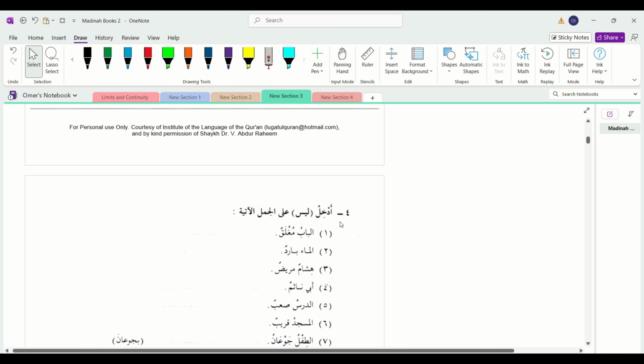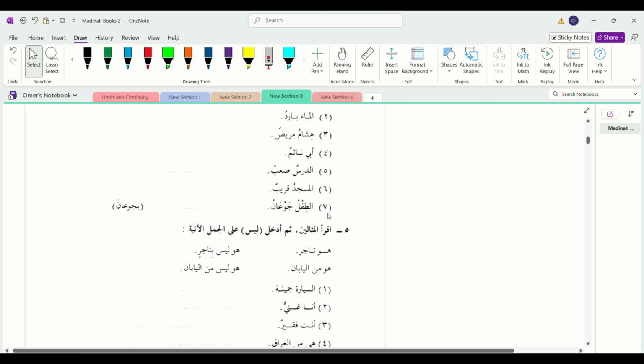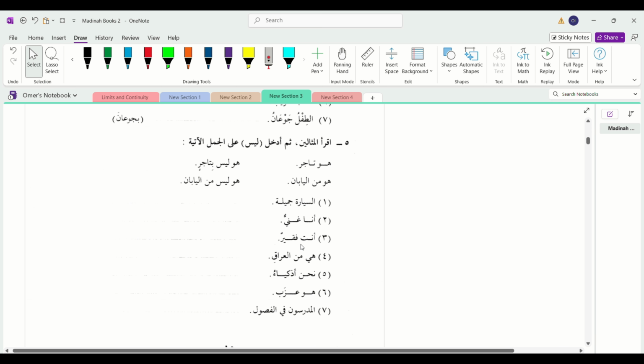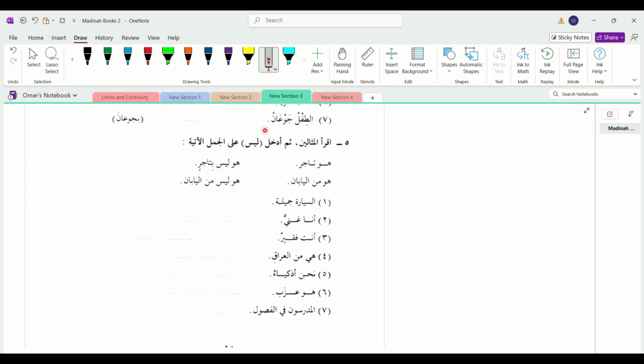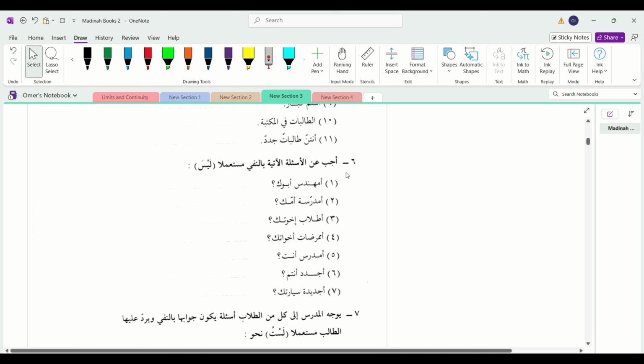أدخل ليس على الجمل الآتية. Enter ليس on the following sentences. اقرأ المثالين ثم أدخل ليس على الجمل الآتية. Read the following examples and then add ليس on the incomplete sentences or in the gaps. Make the following sentences on the same pattern as the examples given above. أجب عن الأسئلة الآتية بالنفي مستعمل ليس. Answer the following questions with negation using ليس.